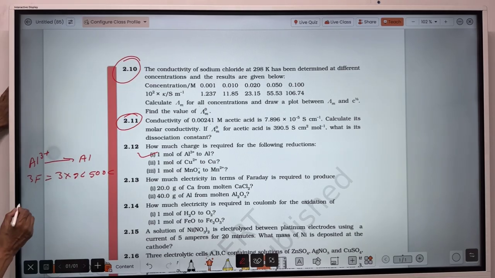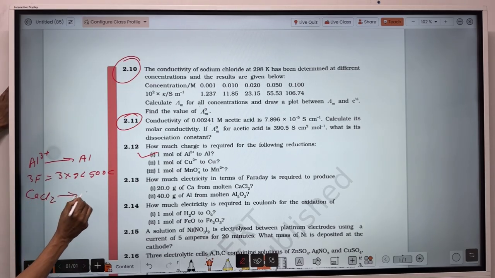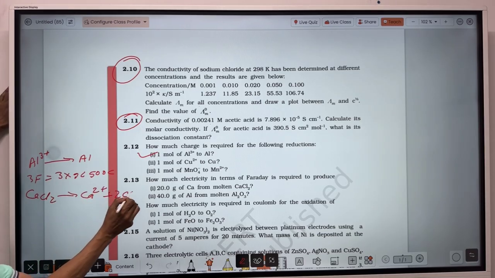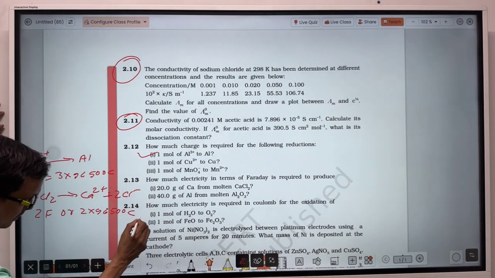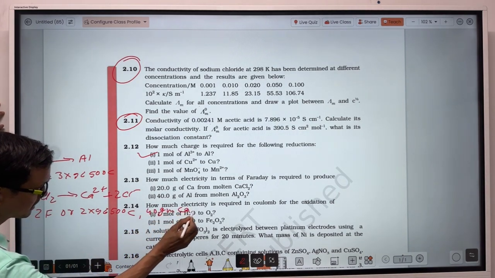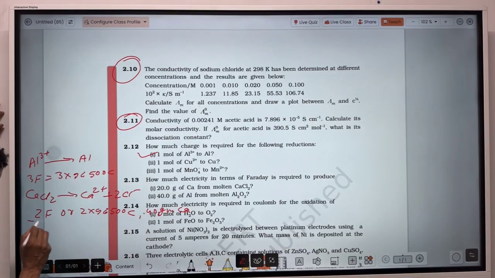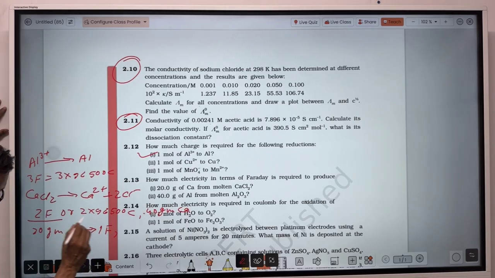CaCl2 dissociates into Ca2+ and 2 moles of Cl minus. So when 2 Faraday charge, or 2 into 96,500 coulomb of charge passes, then 40 gram calcium will deposit. So 40 gram will deposit by passing 2 Faradays. So 20 gram will deposit by passing 1 Faraday charge, or 96,500 coulomb charge. Okay. The remaining question you solve by yourself.